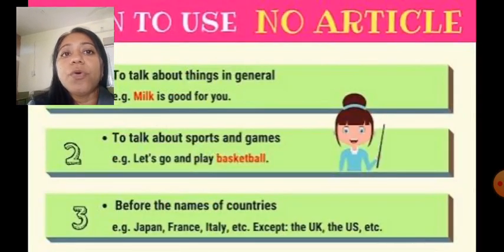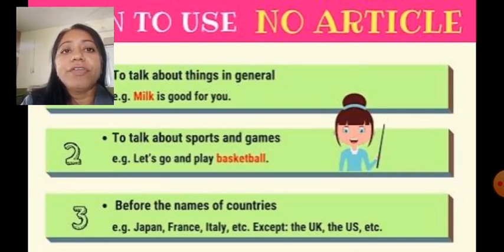How to use no article. So, children, now we will learn when to use no article. That means without an article. To talk about things in general. When we are talking about things in general, at that time we will not put any article. For example, milk is good for you.